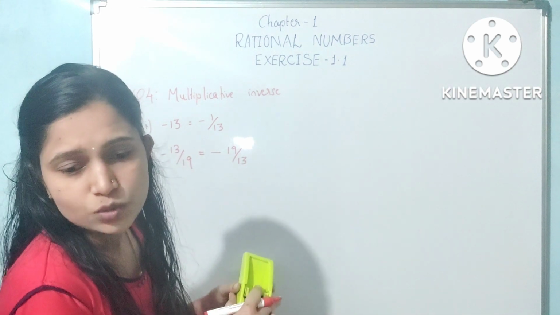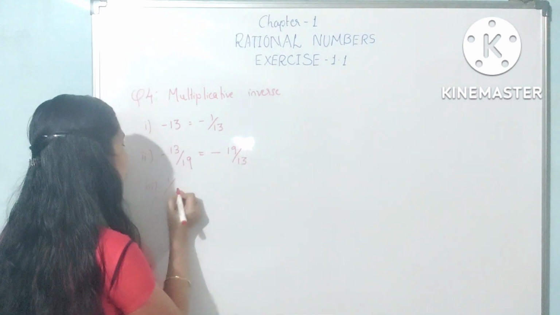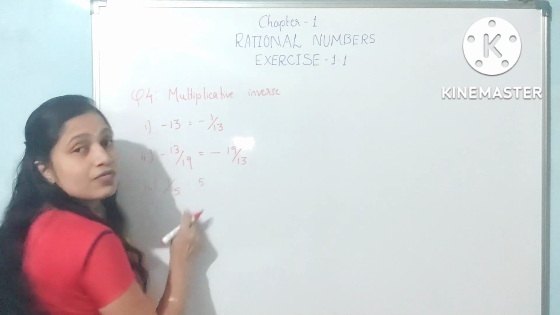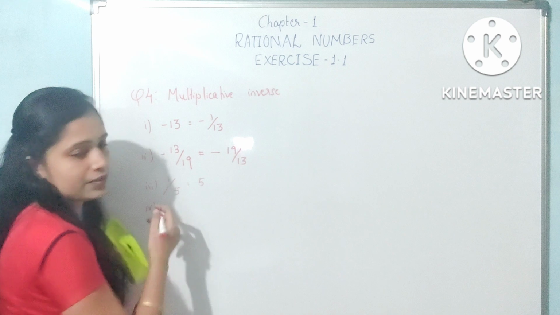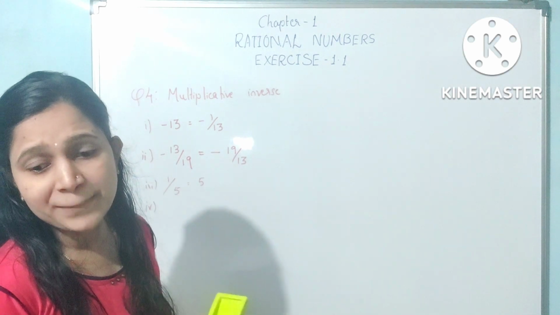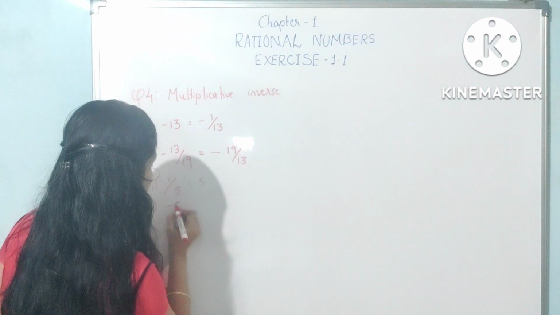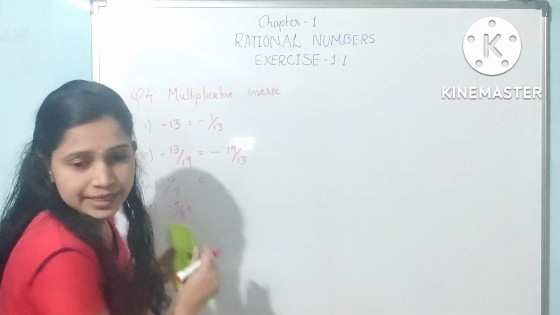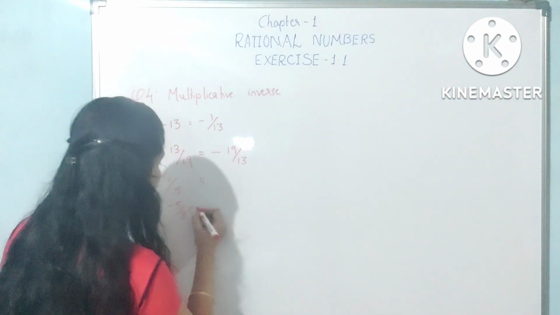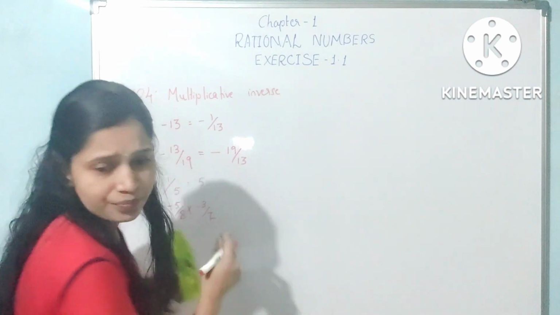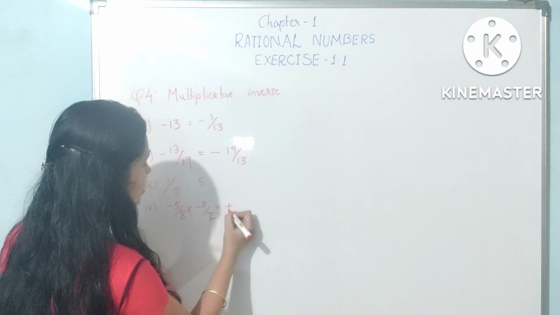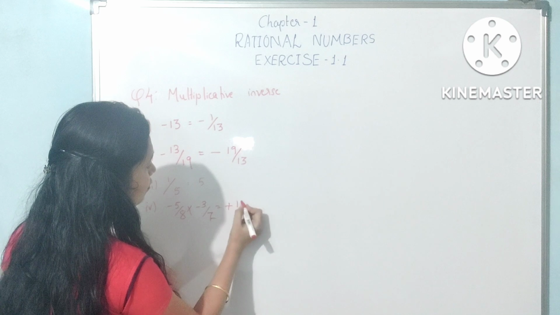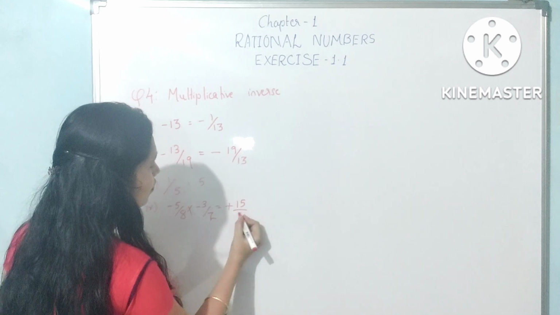Third one. So the third one is 1 by 5. So 1 by 5, very simple. The reciprocal of 1 by 5 is 5. The fourth one is minus 5 by 8 into minus 3 by 7. So minus into minus plus, 5 3s are 15, 8 7s are 56.